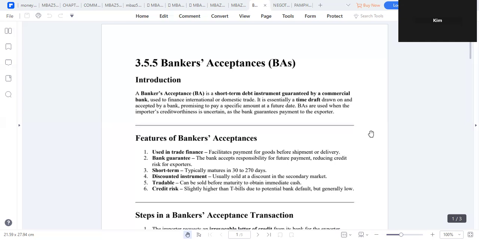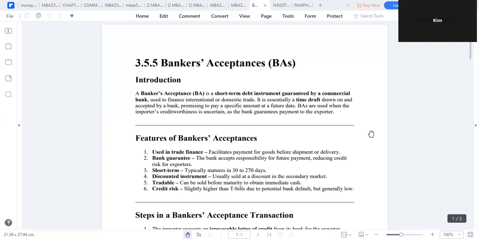So these are mainly used when the importer's creditworthiness is uncertain. So as a bank, they will guarantee payment to the exporter. Features of a banker's acceptance: number one, it is used in international trade to facilitate payments for goods before shipment or before delivery. Secondly, it's a bank guarantee, meaning the bank accepts the responsibility for any future payments, thereby reducing credit risk for the exporters.